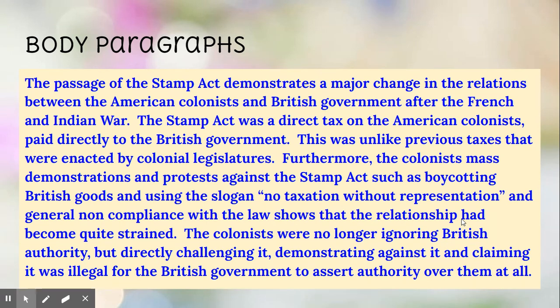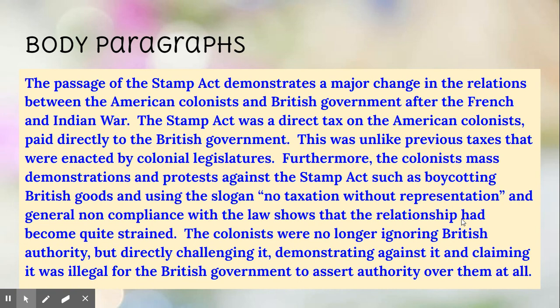The Stamp Act was a direct tax on the American colonists paid directly to the British government. This was unlike previous taxes. So again, I'm showing the change here. I'm showing what's different. This is the historical reasoning skill. This was unlike previous taxes that were enacted by colonial legislatures. Furthermore, the colonists massed demonstrations of protest against the Stamp Act, such as boycotting British goods and using the slogan "No taxation without representation" and general non-compliance with the law shows that the relationship had become quite strained.